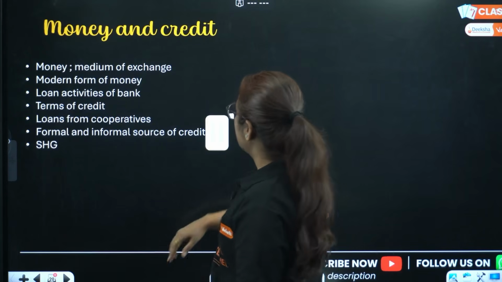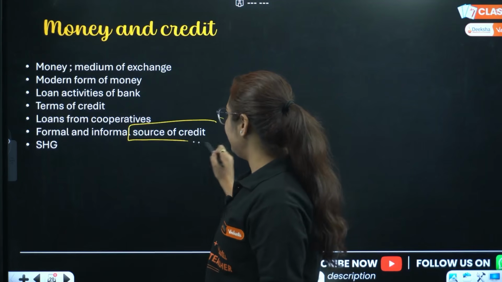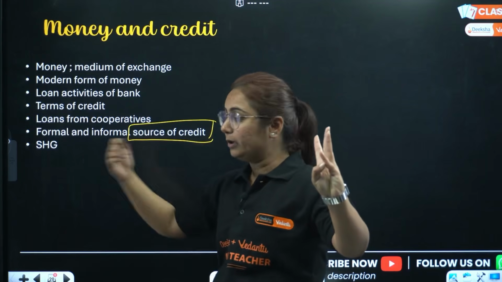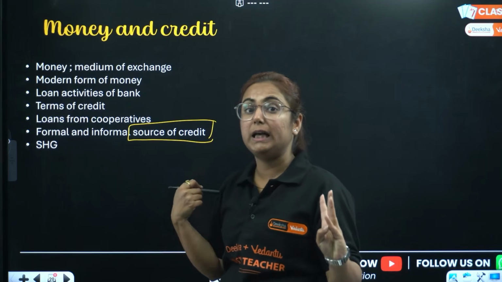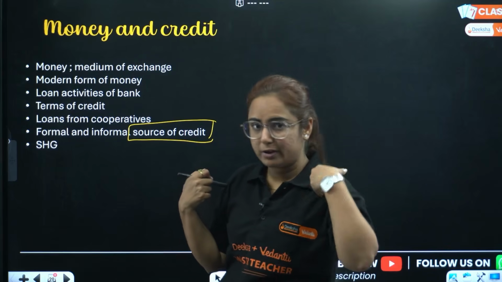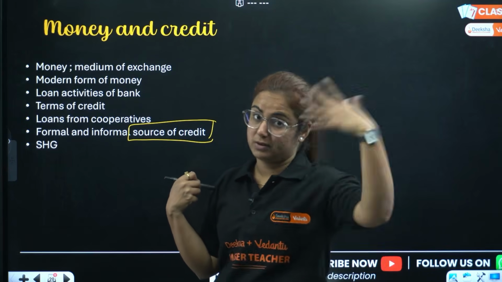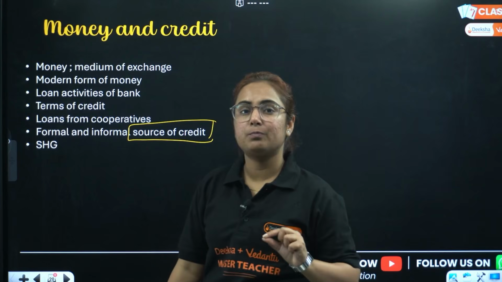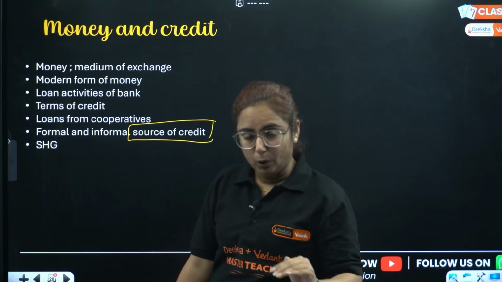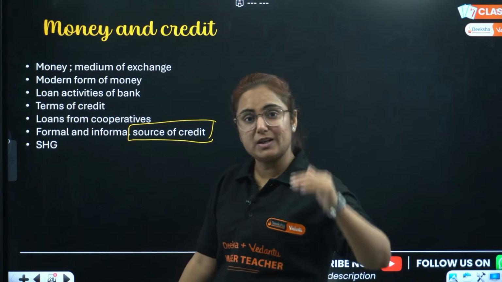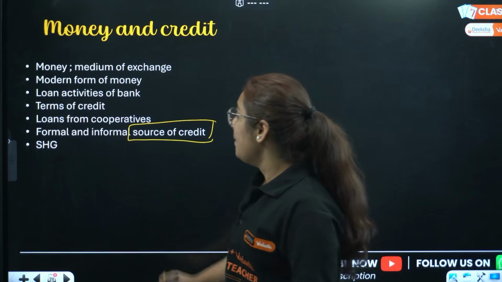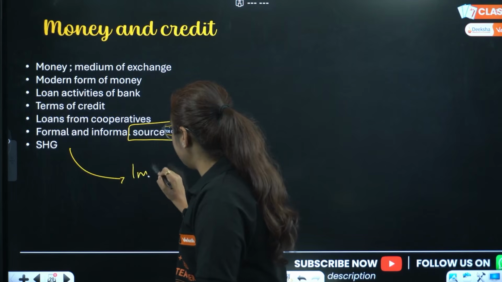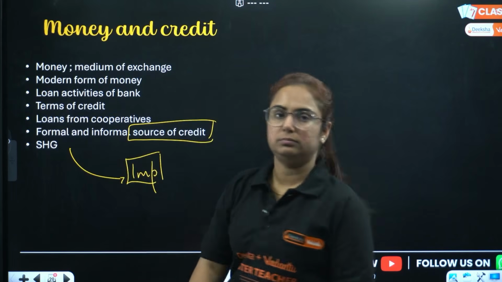There are two sources of credit, beta, formal, informal. When you take the loan from your relative, informal. Why? No regulatory body is there. Okay, interest can be high. Formal, regulatory body is there. Interest is low. Banks, cooperatives are the formal sources of credit. Most important topic, bhai, SHG, self-help group.